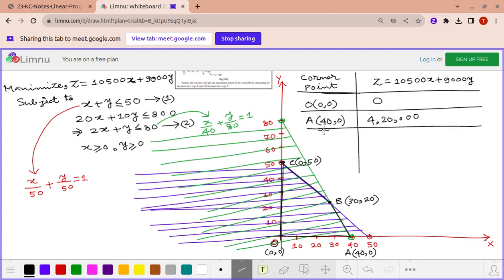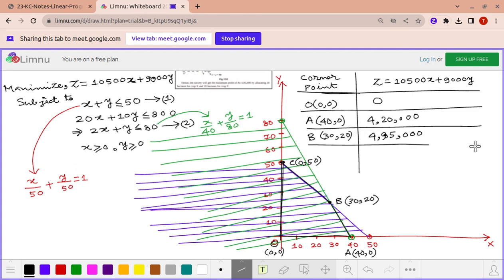Next one is B, and that coordinate is 30, 20. And here what is the value of the objective function? 10,500 into 30 plus 9,000 into 20, and if you simplify, you will get this value as 4,95,000. So 4,95,000 is the profit if we use 30 hectares to produce crop X and 20 hectares to produce crop Y.